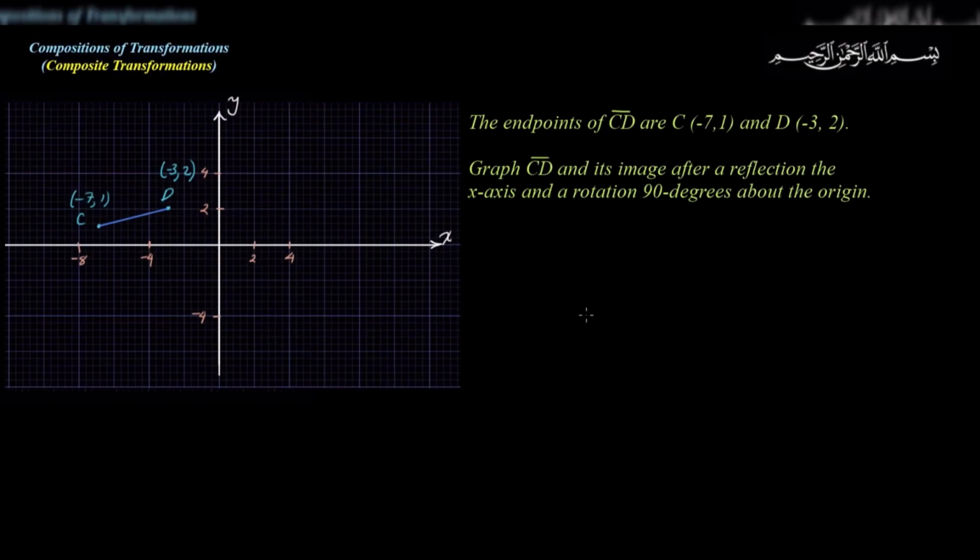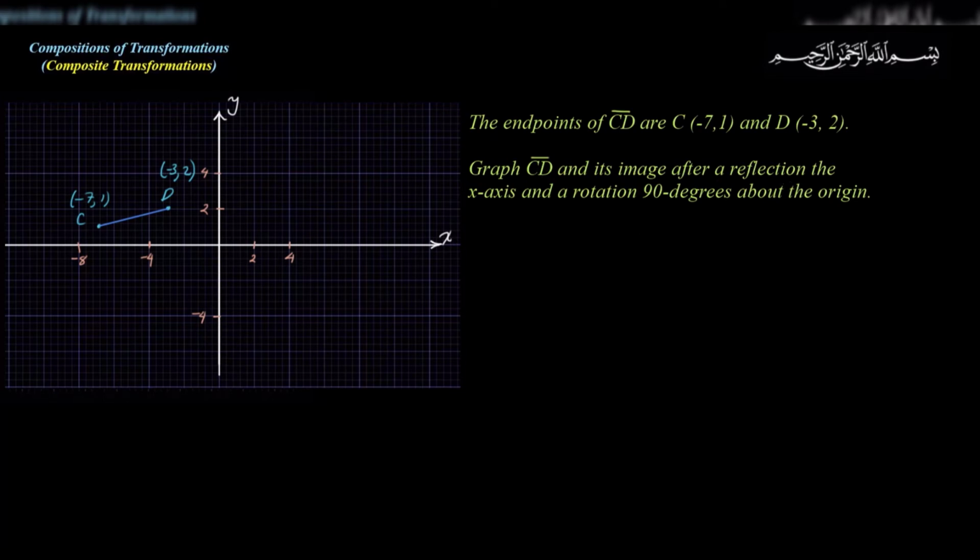Okay, so here's another question from your textbook. The instructions are: the endpoints of the segment CD are C(-7, 1) and D(-3, 2). Graph CD and its image. I've actually graphed it out for you already. Here's segment CD, graphed on the Cartesian plane. I was making sure I labeled it correctly. Graph CD and its image after a reflection in the x-axis.